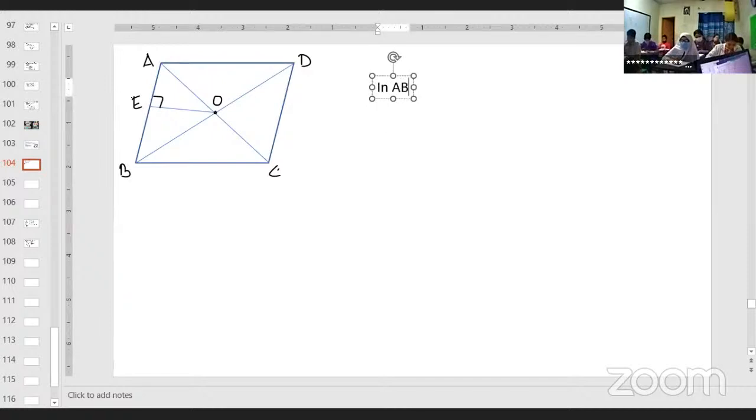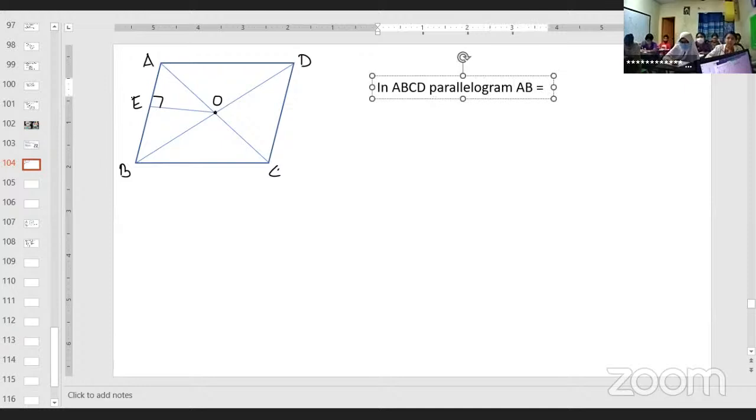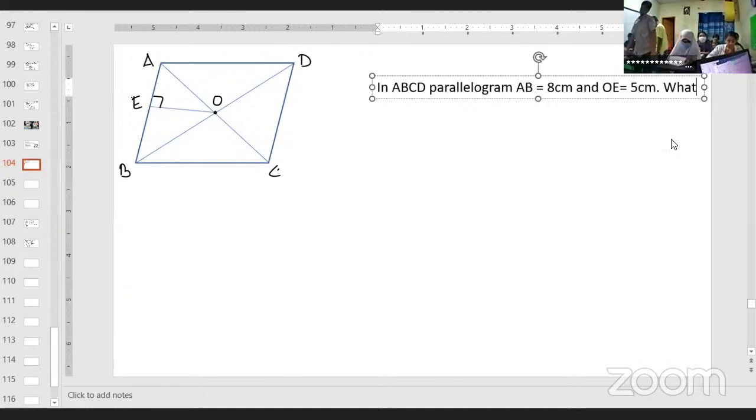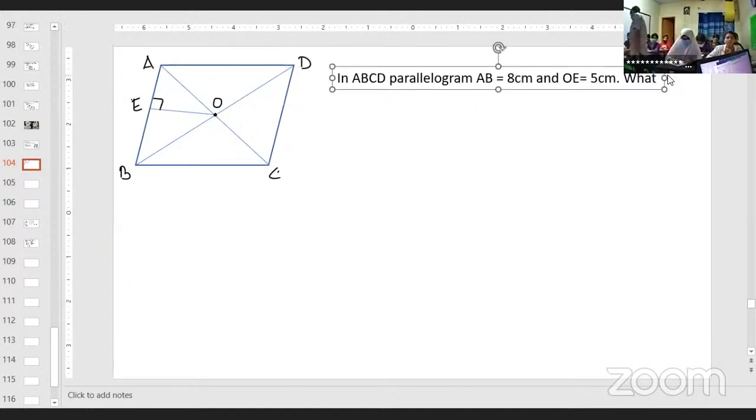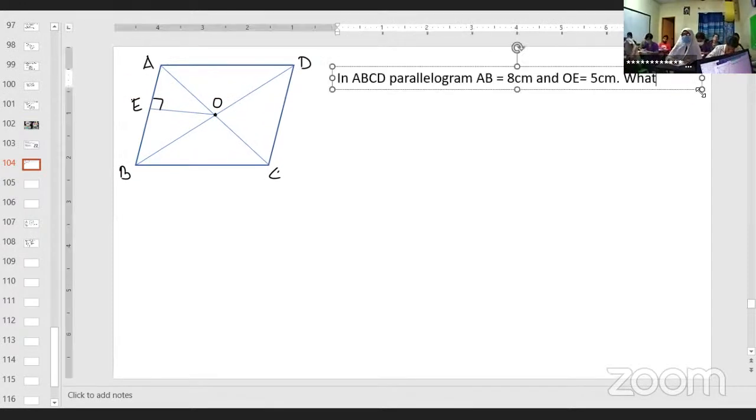In parallelogram ABCD, AB is equal to 8 cm and OE equals 5 cm, right? And it's given, right? What is the area of the ABCD parallelogram?